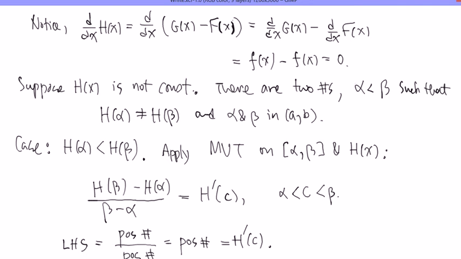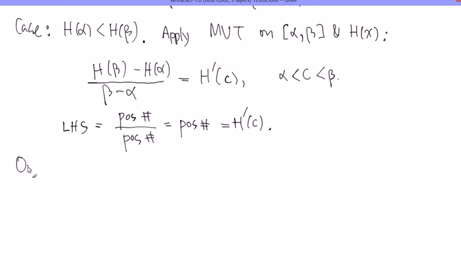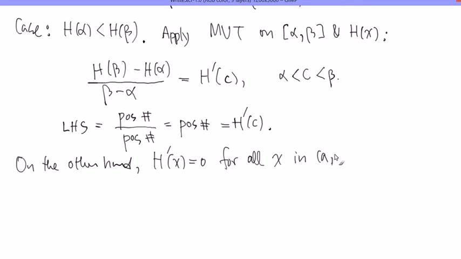What's equal to 0? Flat 0. Whatever you plug in, you must have 0. That's what the h prime of x is, 0, right? So, on the other hand, h prime of x is 0 for what kind of x? All the values x in that interval a to b, right?